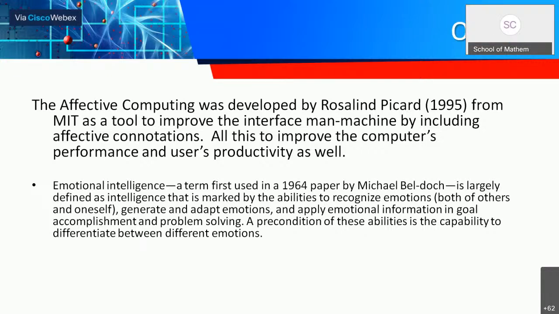And the term emotional intelligence is a very general, more psychological term. It was first used in 1964. It is the ability to recognize emotions, not only others' but also one's own, and to generate and adapt emotions. Based on this emotional information, you try to achieve your goals and solve your problems in a better way. This gives a new dimension to your results and accomplishments.